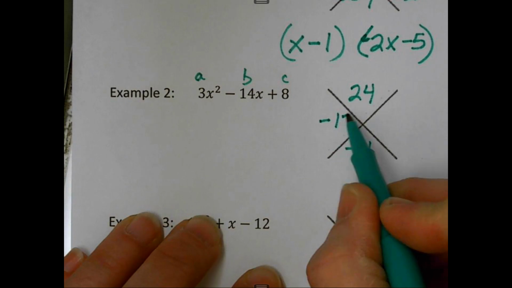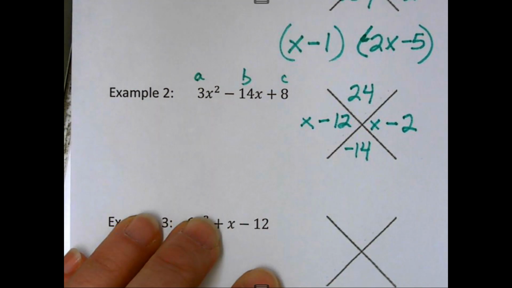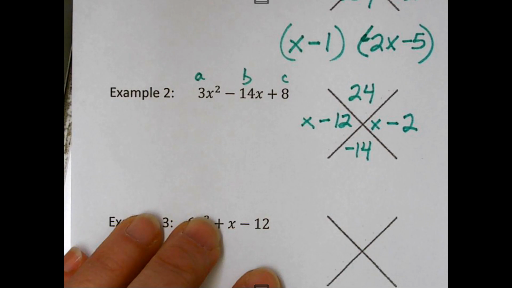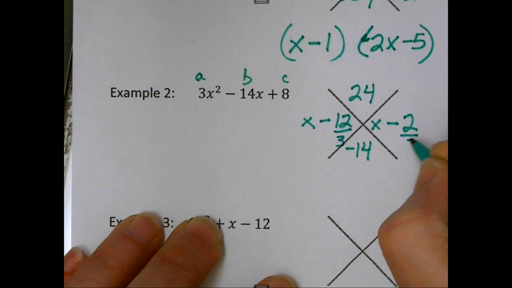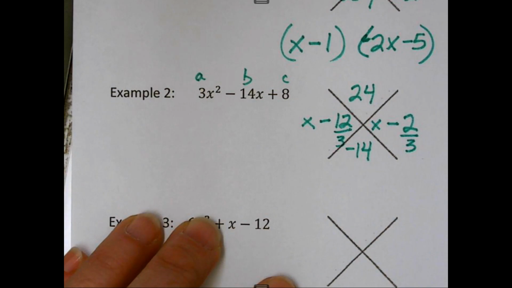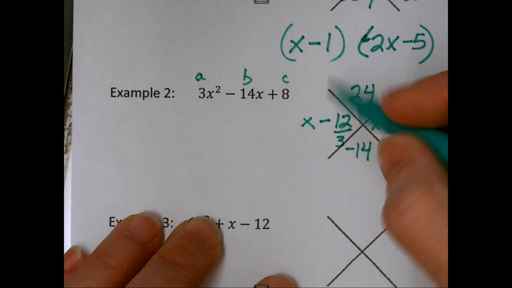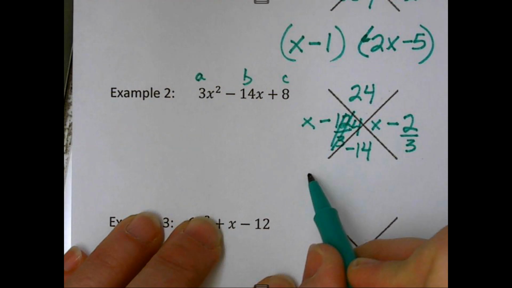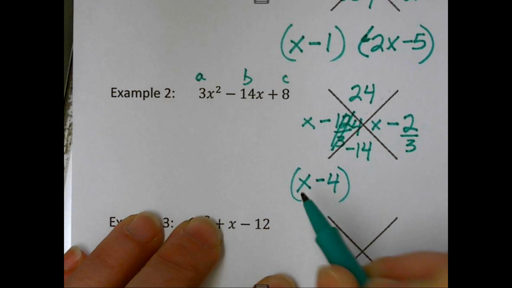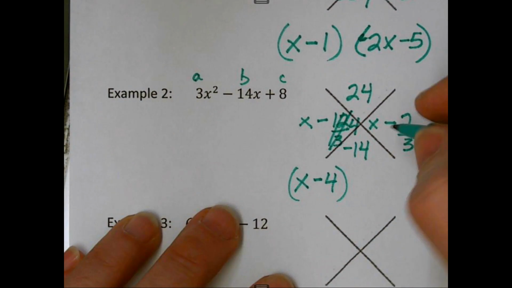But we have to do that extra step. We're going to divide by the A, which is 3. Then we see if we have to simplify. Can we take 12 divided by 3? That gives us 4. So one of our answers is x minus 4. Is there anything else we can do with 2/3? No, but we're going to slide the 3 to the front. 3x minus 2 will be your second binomial.